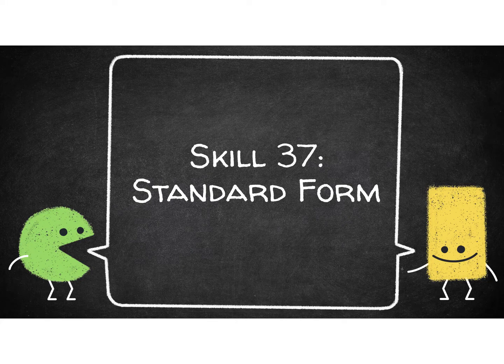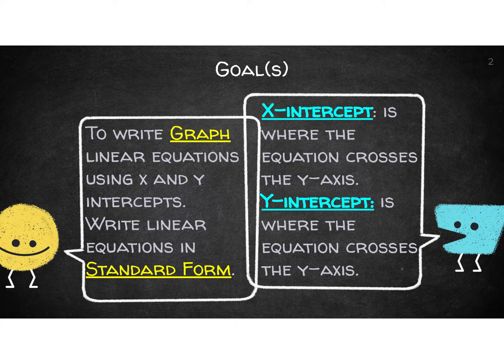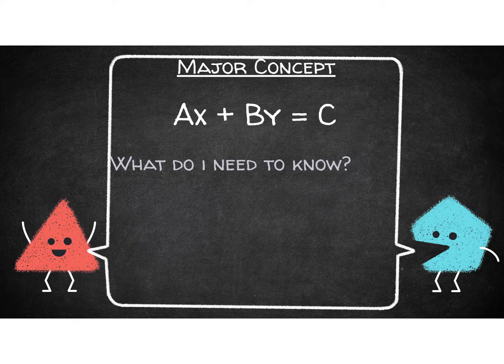Skill 37, Standard Form. The goals of this lesson are to write and graph linear equations using x and y intercepts, and to write linear equations in standard form. The x-intercept is where an equation will cross the x-axis, and the y-intercept is where the equation will cross the y-axis. So the key concept for today is the standard form.